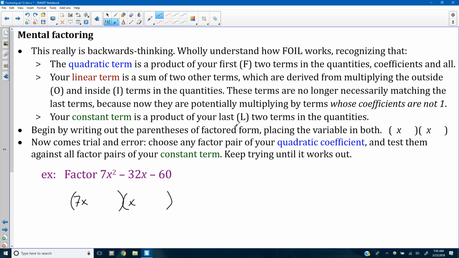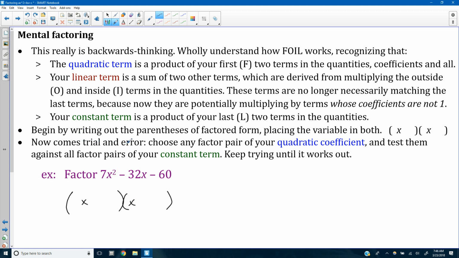Begin by writing out the parentheses of factored form, placing the variable in both, x times x. So let me erase the 7x for a moment. I'm just going to write this out as I did. So I'm going to start off each problem going 7x squared minus 32x minus 60. If it's factorable, it should probably turn out to look like an x times x ordeal. Maybe even there's a number in front of here I don't yet know.